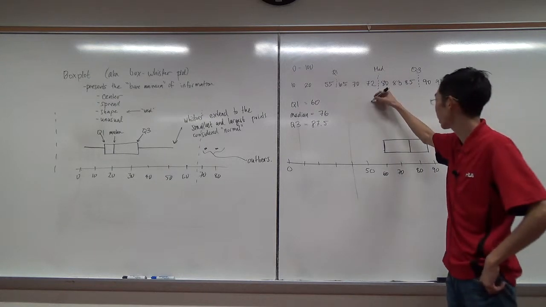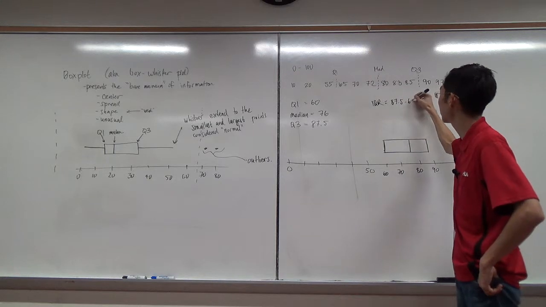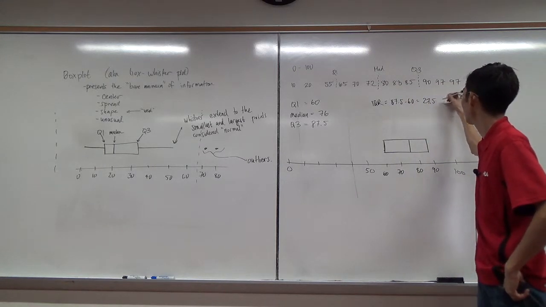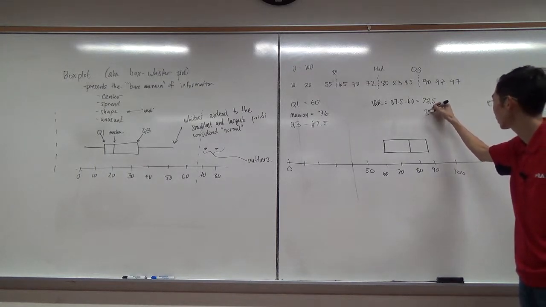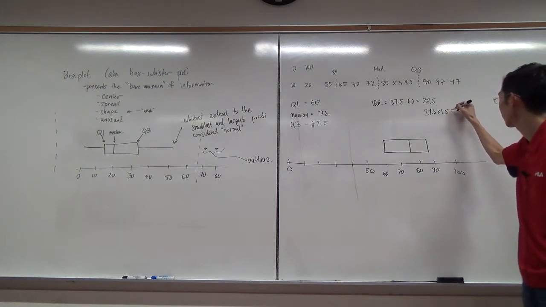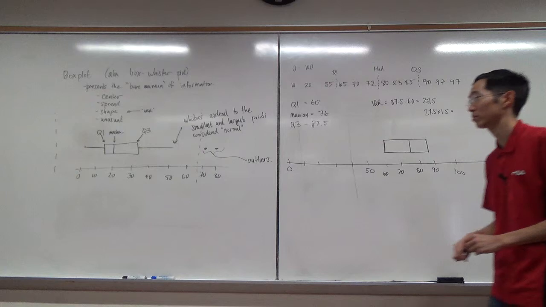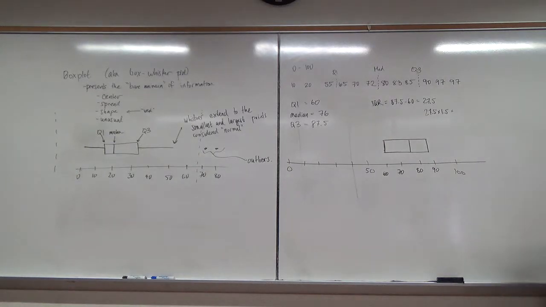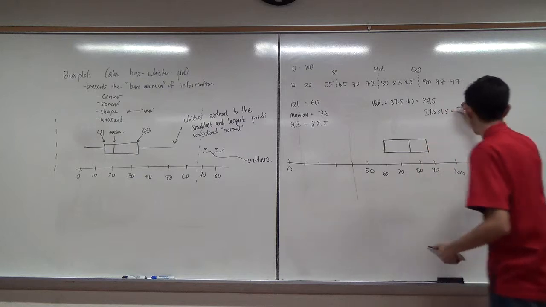So what is our IQR? Our IQR is 87.5 minus 60, 27.5. And so I go 27.5 times 1.5, what is that? 42 something. What is it? 41.25.